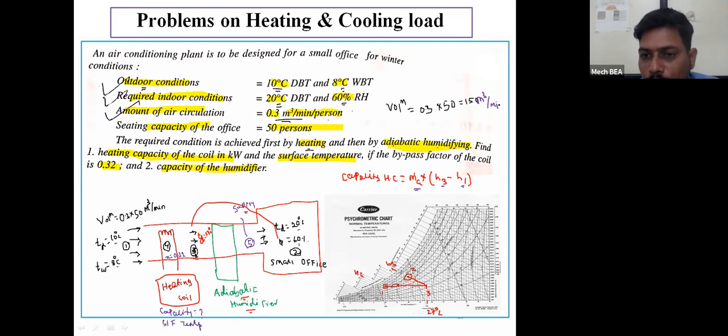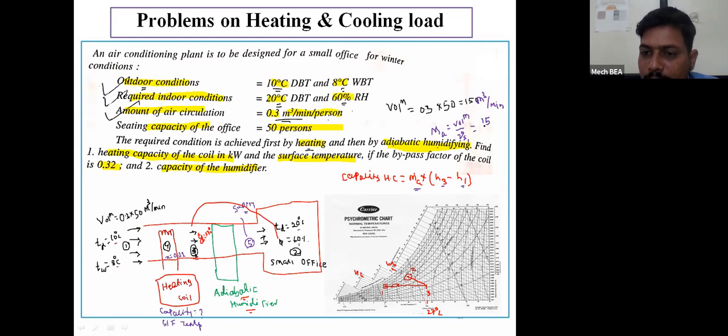So as this is the volume, mass of air will be calculated by using the formula volume divided by specific volume of the entering air, and here entering air is nothing but the point 1. So volume divided by specific volume corresponding to point 1. Here volume is equal to 15.